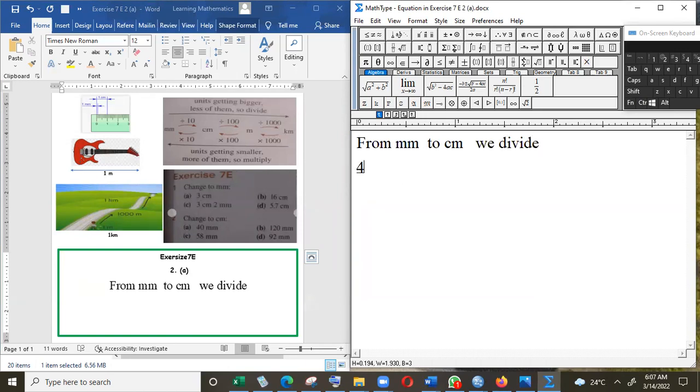So if we have 40 millimeters, that will equal to... so please take out your pen, your pencil, your exercise book and start to write. Exercise 7E, number 2, part A. From millimeter to centimeter, we divide. Divide by what? We divide by 10. Okay, so write this down. From millimeter to centimeters, we divide by 10.